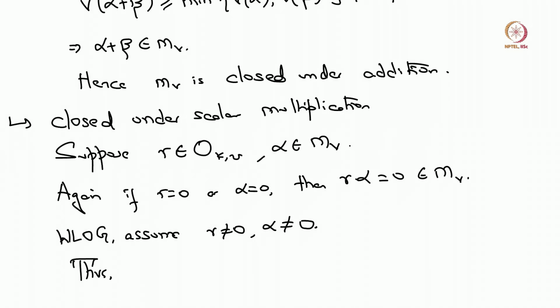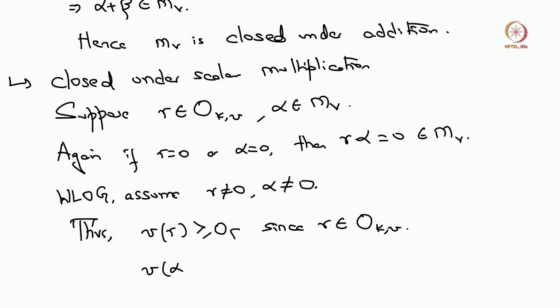And so what does that mean? Since r is in O_Kv, the valuation of r is larger than or equal to the identity element of gamma, since r belongs to O_Kv. And the valuation of alpha is strictly larger than the identity element of gamma, since alpha belongs to M_v.